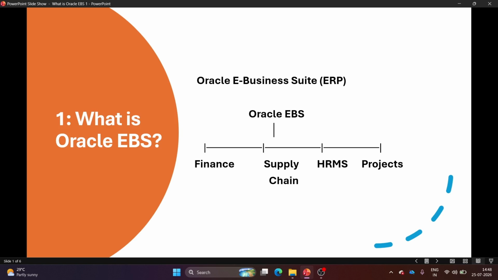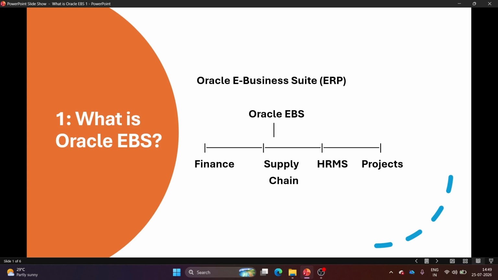Oracle E-Business Suite, commonly called Oracle EBS, is an enterprise resource planning application. It is developed by Oracle. Large organizations use Oracle EBS to manage their business operations in a single integrated system. Instead of maintaining separate software for finance, purchasing, inventory, and human resources, Oracle EBS integrates all these business functions. Because all modules are connected, data flows smoothly between departments, improving accuracy and efficiency.